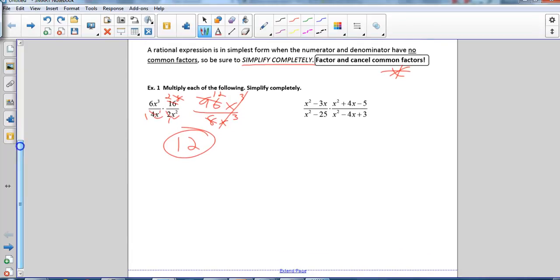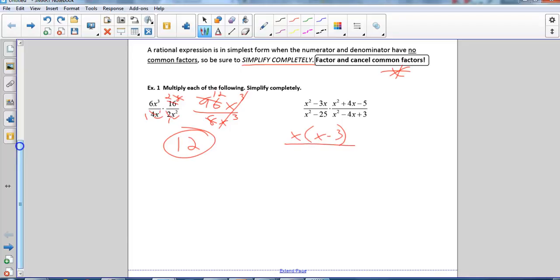Now, here's where we got to do our factoring thing. Either factor, guess and check, or just get greedy and pull out the GCF. So, first off, x squared minus 3x. What can we pull out? Just an x, and get x minus 3. Now, here's a hint. When you're doing these sheets, probably somewhere on the bottom, left or right, you're going to get an x minus 3.